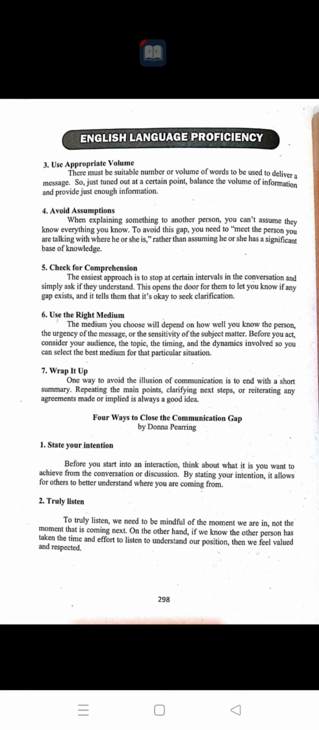And then 7 is wrap it up. So, this is very important because one way to avoid illusion of communication is to end with a short summary. Especially kung nagsalita ka ng 1 hour and then yung mga listeners mo parang ang dami-dami ng corners, ang dami ng napuntahan nung kanilang isip. You have to wrap it up.